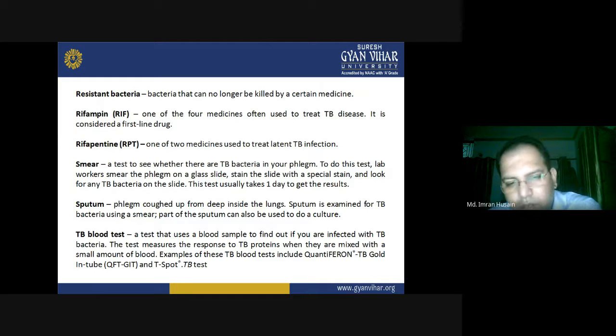TB blood test, a test that uses a blood sample to find out if you are infected with TB bacteria. The test measures the response to TB protein when they are mixed with a small amount of your blood.